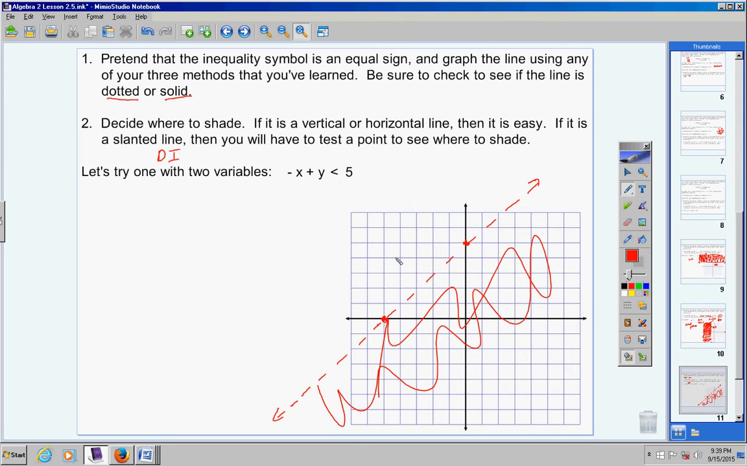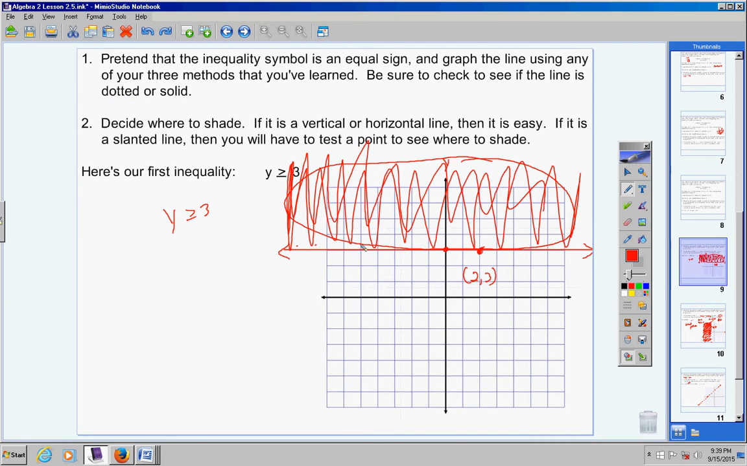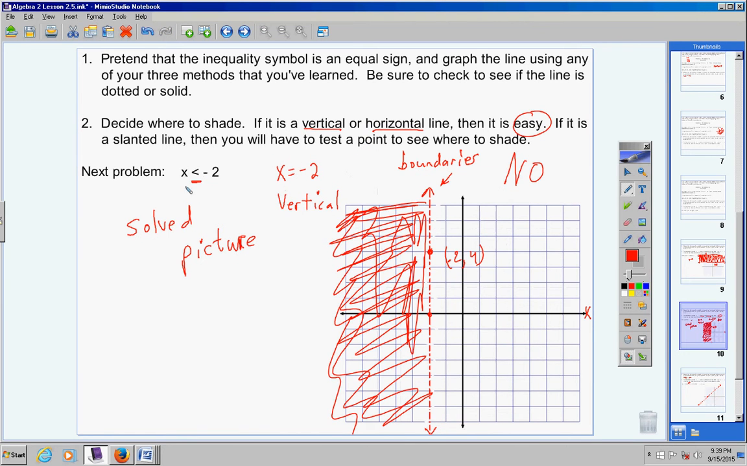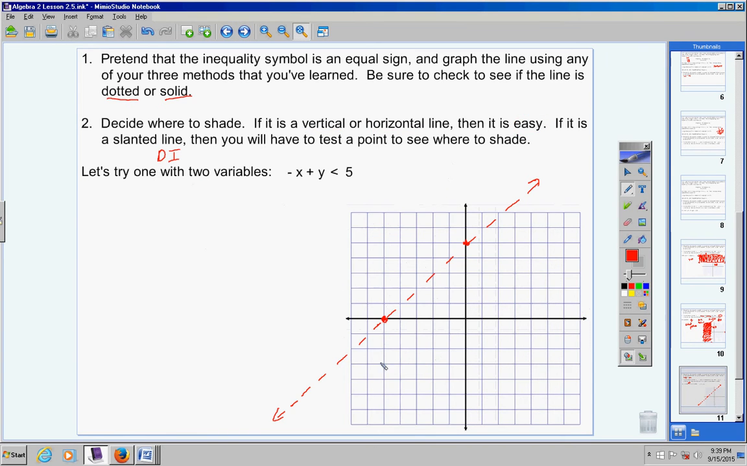You cannot make that assumption. If someone's taught you that, that is incorrect. Okay? And I can prove that to you. If I have time today, I'll do that. I'll show you. That is not how you know how to shade. Look, if it's a horizontal line, look at the symbol and you'll know where to shade. If it's a vertical line, look at the symbol and you'll know where to shade. If it's a slanted line, you must test a point to see where to shade.